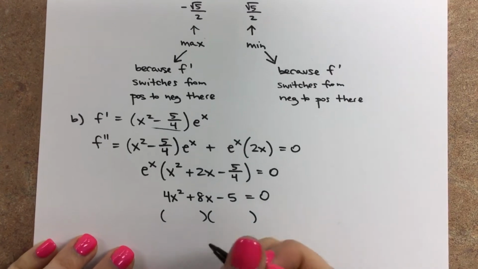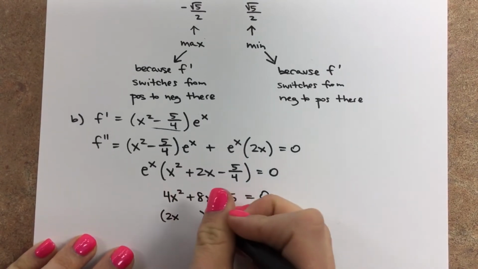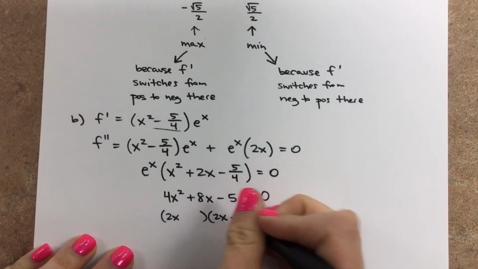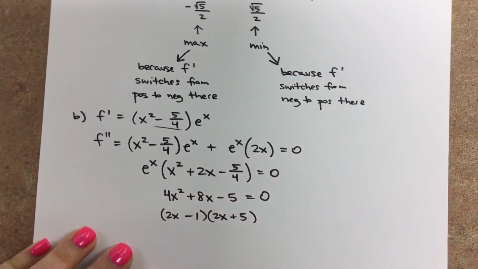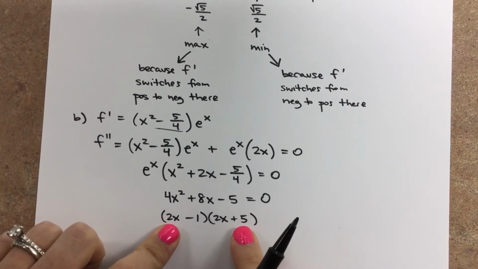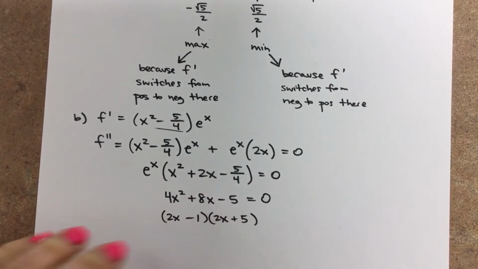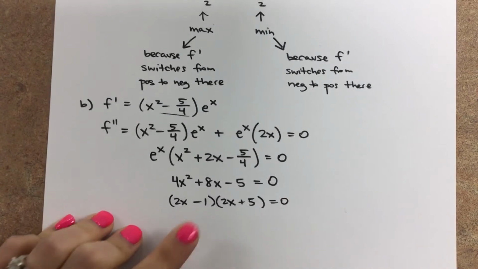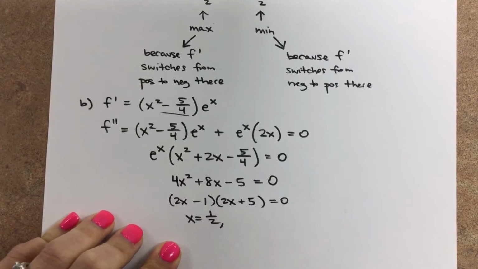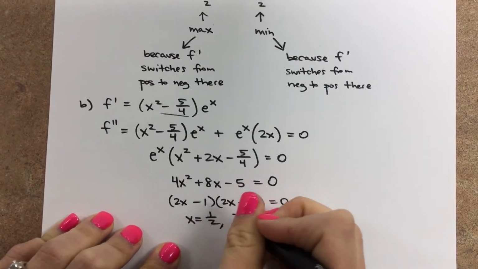Okay, so let's try 2x and 2x. Multiply into -5, so this would be like a +5 here and a -1 here. Yeah, that'll do it. If you FOIL it out, you have 10x minus 2x, that's your 8x. So set this equal to 0 and we get +1/2. Set this equal to 0 and we get -5/2.